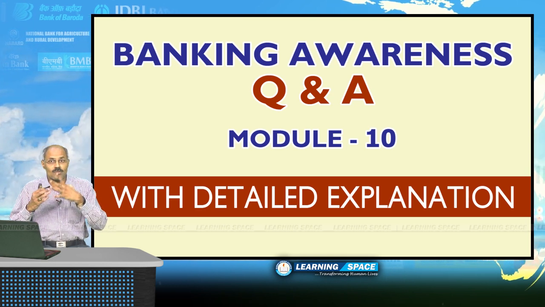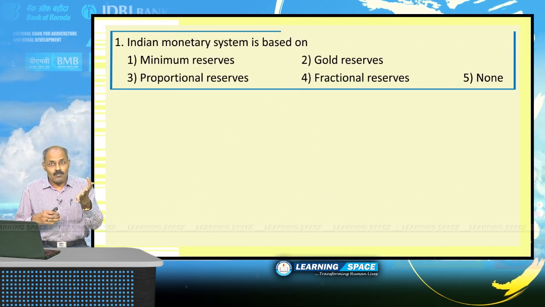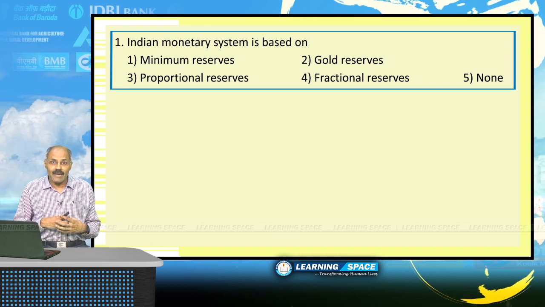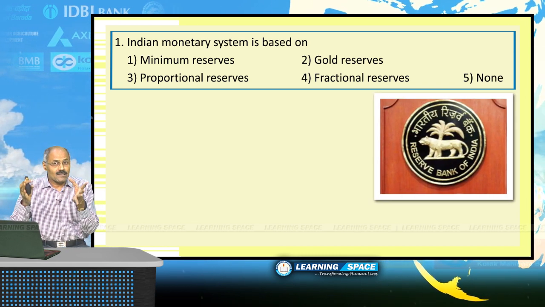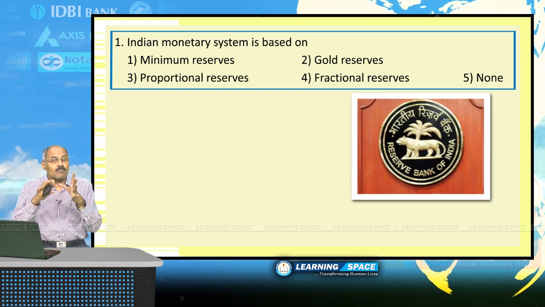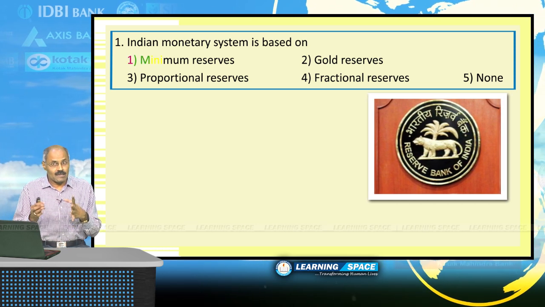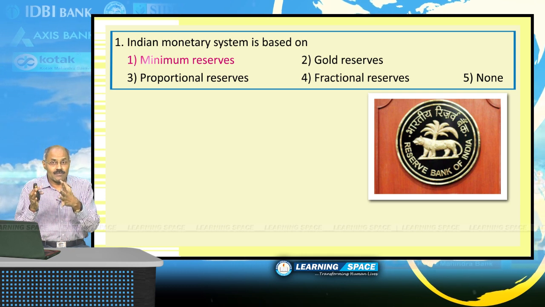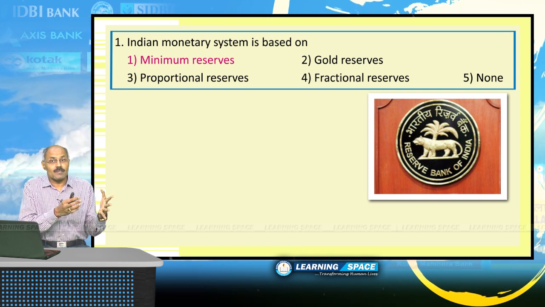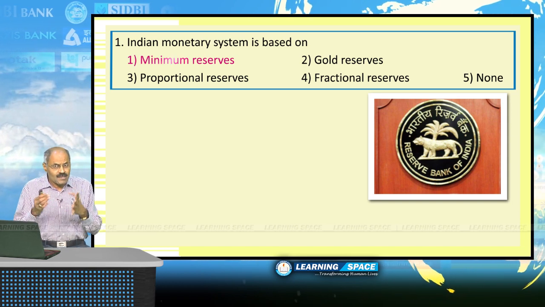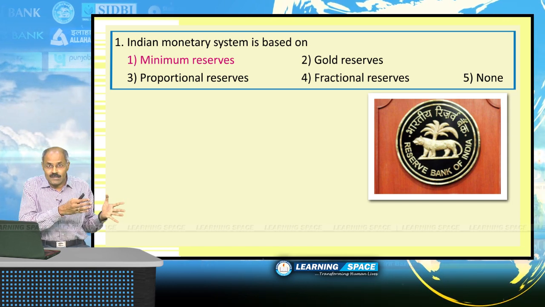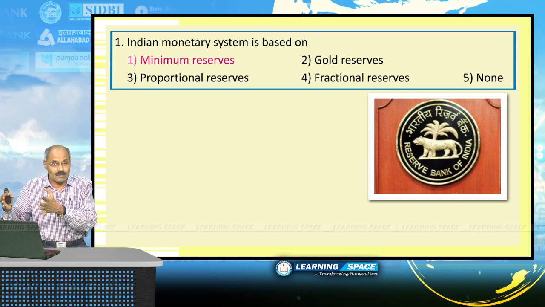The first and foremost question is: the Indian monetary system is based on, at present, minimum reserves. Previously, prior to 1956, it was based on the proportional reserve system. What is the difference between the proportional reserve system and the minimum reserve system?